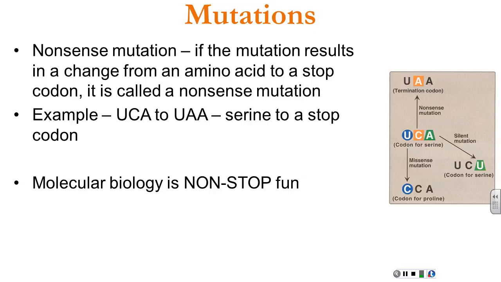The next type of mutation is a nonsense mutation. So we just talked about a missense mutation, now it's a nonsense mutation. And this is where you go from an amino acid encoding codon to a stop codon. And I've given you an example here. UCA to UAA. So we went from that C to an A, and now we went from something that encoded serine to a stop codon. Okay, and that's a nonsense mutation.